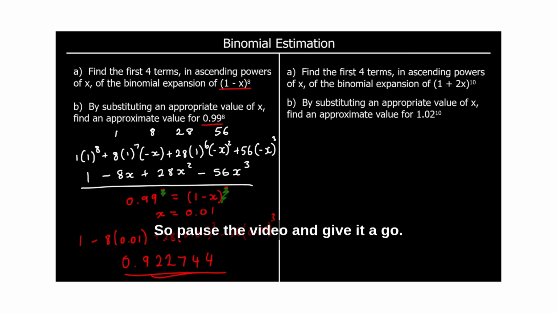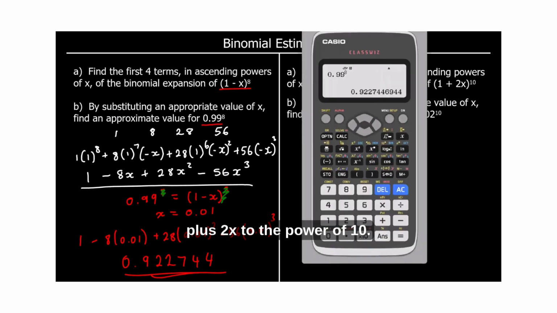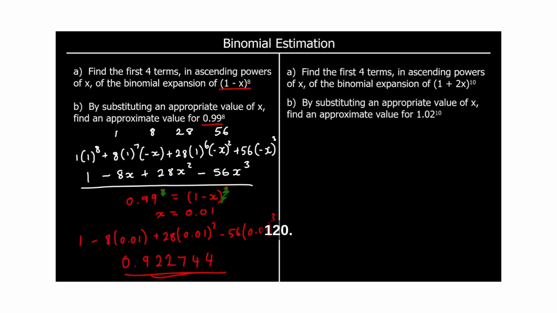One for you to try, so pause the video and give it a go. Find the first 4 terms in ascending powers of x of the binomial expansion of (1 plus 2x) to the power of 10. So let's generate the right line of Pascal's triangle. So we're going to have 1, 10, 45, 120.